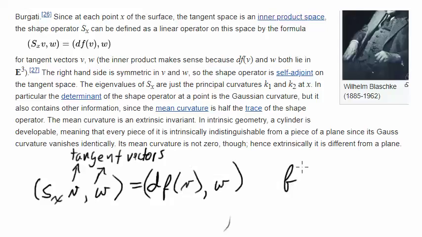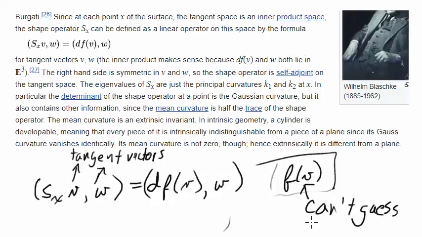Okay, f of v, I have to guess, and that's something I can't guess. It's a function of a tangent vector. What in the world would you want with a function of a tangent vector? Can it have anything to do with the shape? df of v, f of v.